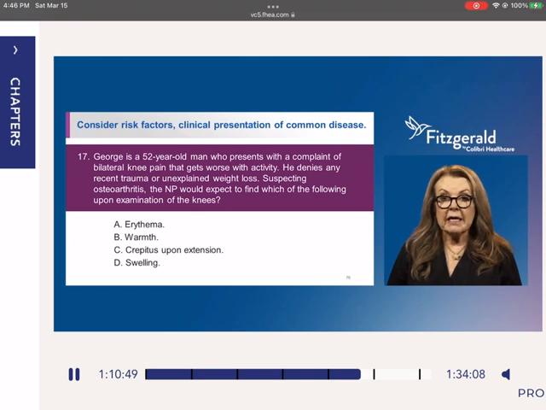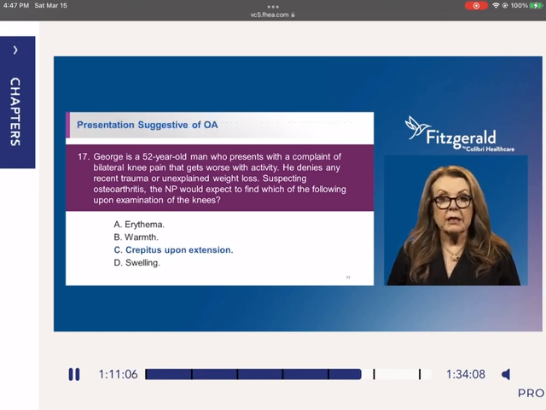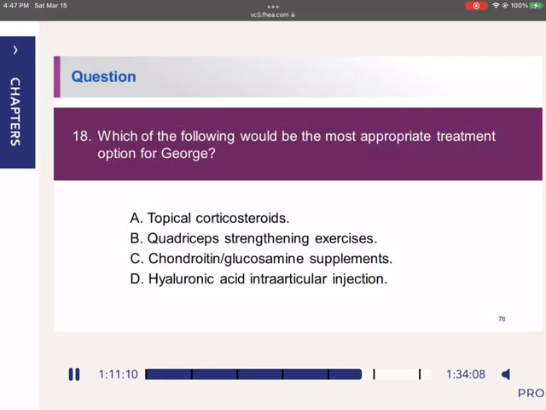Would it be A, erythema, B, warmth, C, crepitus upon extension, D, swelling? General rule with OA, there's no warmth, there's no swelling, there's no redness. Best answer here is C, crepitus upon extension. Question 18. Which of the following would be the most appropriate treatment option for George?